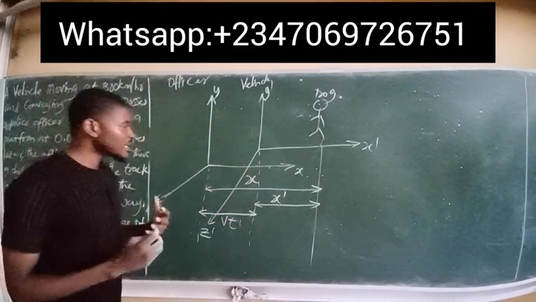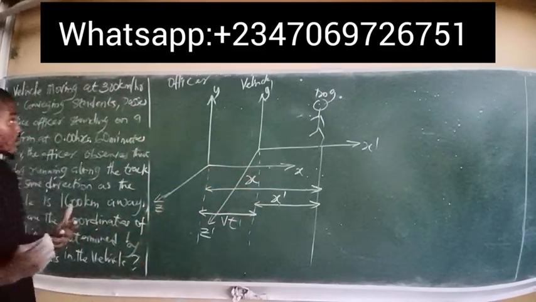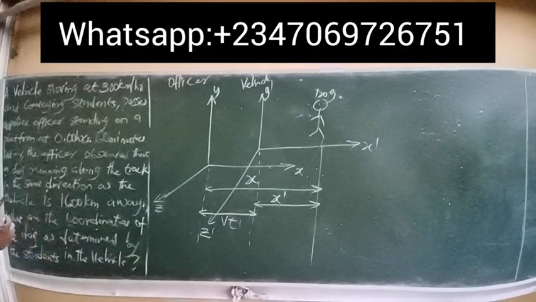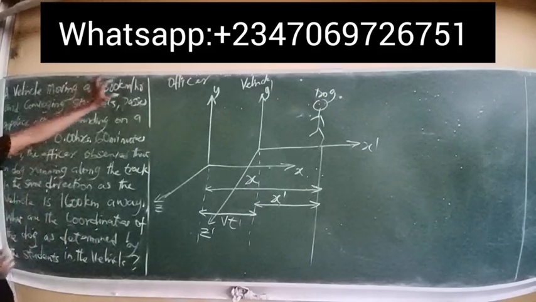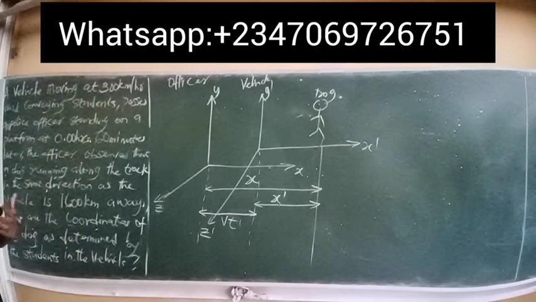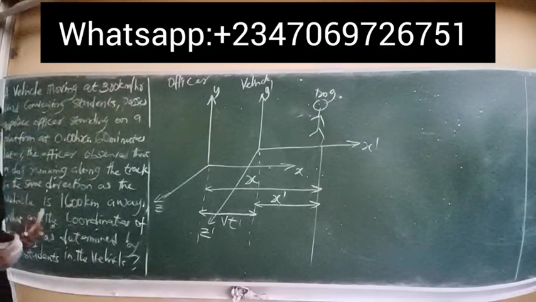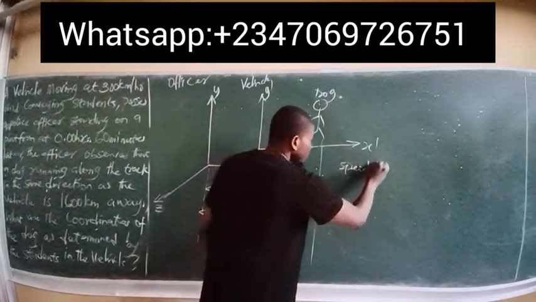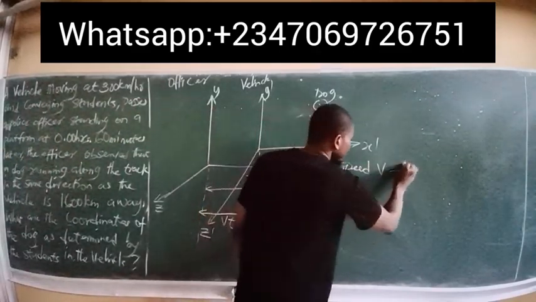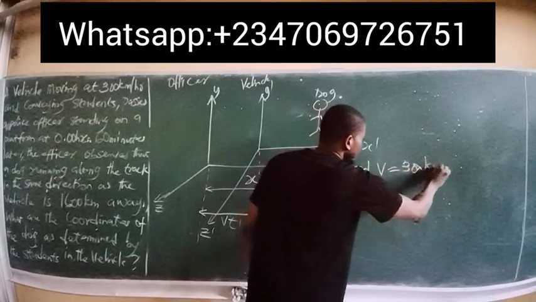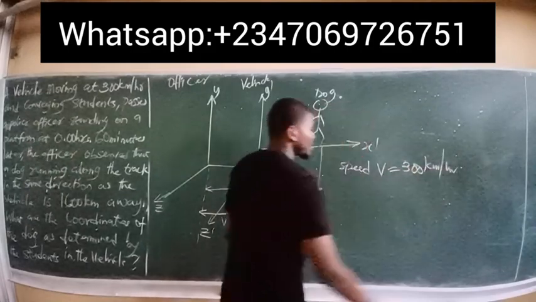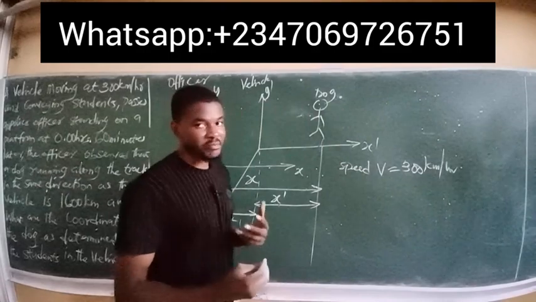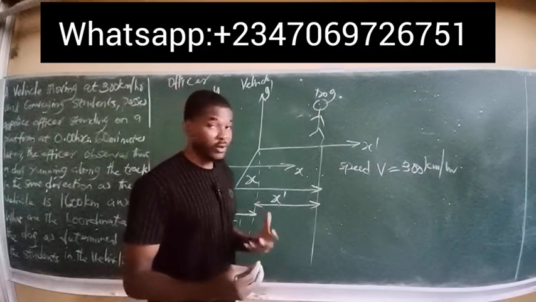Next up, let's get out the parameters that were given to us. First of all, we are given a vehicle moving at 300 km per hour. This is the speed of the vehicle, and as such, we can find the velocity of the car. So speed V was given as 300 kilometers per hour. And of course, we need to convert this to meters per second, which is the ground unit of velocity.